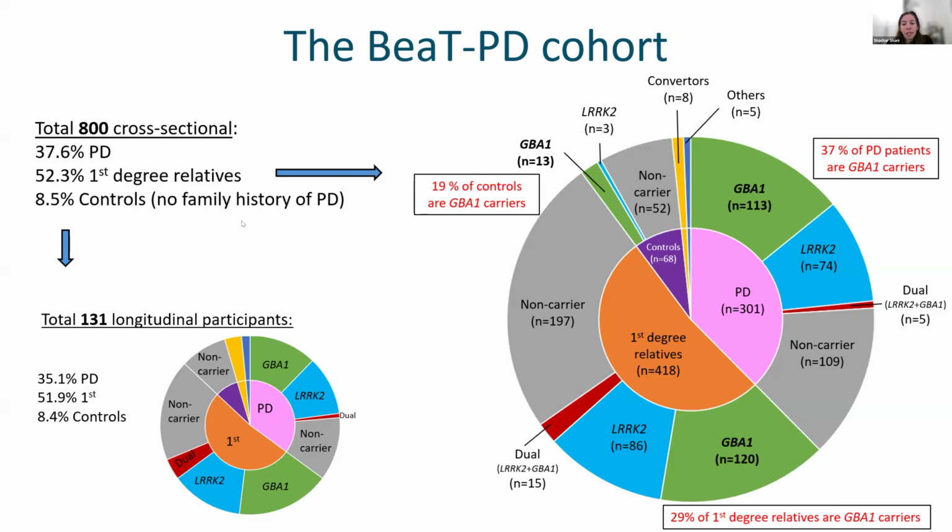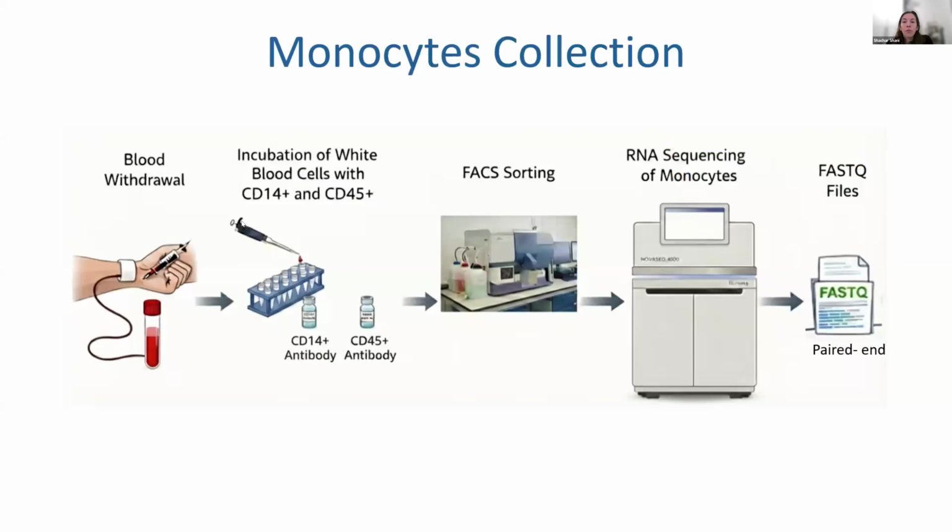In the aim I will present today, we focus on monocyte RNA sequencing data, as monocytes are the key innate immune cells that can infiltrate the CNS and contribute to PD-related neuroinflammation. So first, we collected whole blood from each participant. We then incubated the white blood cells with CD14 and CD45 antibodies to label monocytes, which allowed us to isolate this population using FACS sorting.